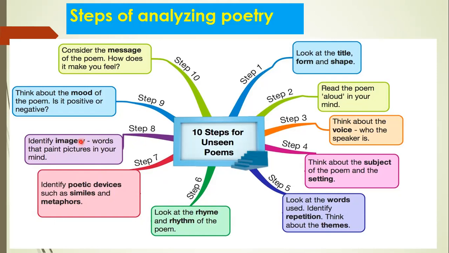Step number eight, we need to identify the imagery. Is there any imagery used in the poem? And what kind of imagery is it? Auditory, olfactory, or visual, for example. Step number nine, we need to think about the mood of the poem. The mood, is it positive or negative? When we read the poem, what kind of impression will we take, whether it is positive or negative.